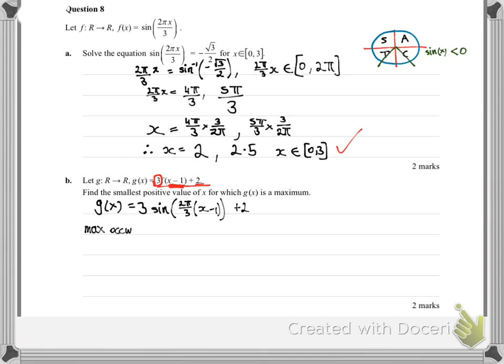Now find the smallest possible value of x for which g of x is a maximum. Well, maximums occur when the amplitude adds on to the middle line. So when g of x is equal to 5. So let's solve when g of x is equal to 5 for x. Let's set up that equation.